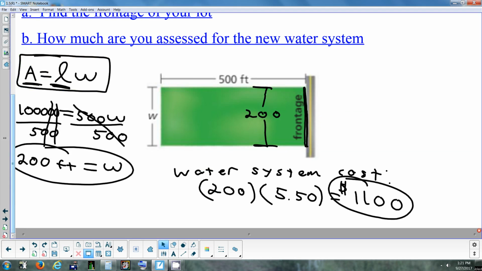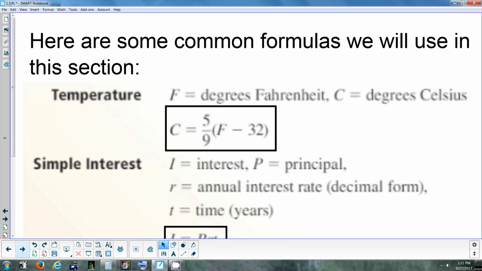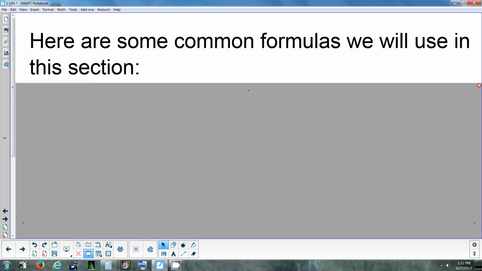Okay, so any questions on how we got 1,100? All right. So we're gonna look at some formulas. They have the description, and it's going to write out the actual formula. You've got to fill it in.